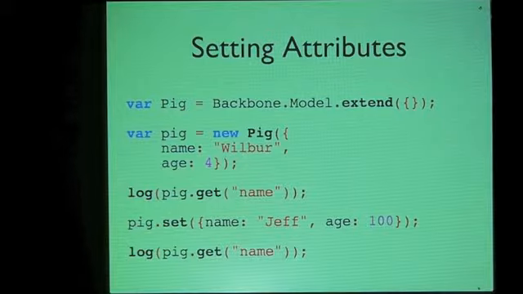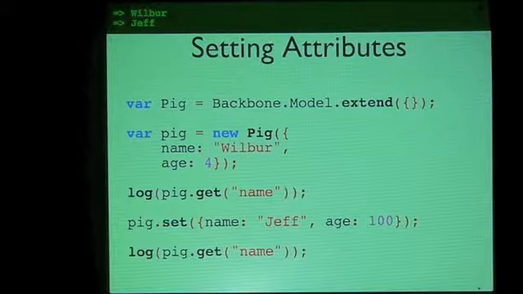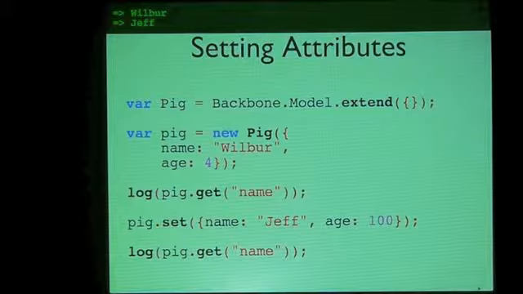So we can set attributes. We create a pig, and right here I am getting the pig's name, and I'm logging that. Then right here I set the pig's name from Wilbur to Jeff, and then I'll log the name, so we should see a difference. And there's our difference. It was Wilbur, now it's Jeff. If you try to set an attribute that you haven't set up previously, like in the new call where you gave a name and age, if you had tried to say pig.set something else, would it have complained? It'd be fine. You can do that.